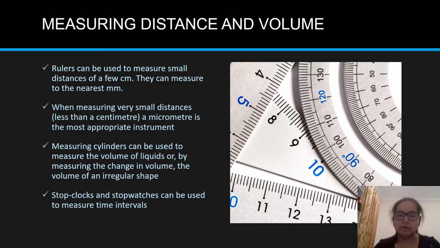Measuring cylinders can be used to measure the volume of liquids or the volume of an irregular shape. We can measure the volume of an irregular shape by first measuring the volume of the liquid, and then we add the irregular object into the liquid, and then we check the change in the volume, and that change in volume is going to be the volume of the irregular shape. Then stop clocks and stopwatches can be used to measure time intervals.